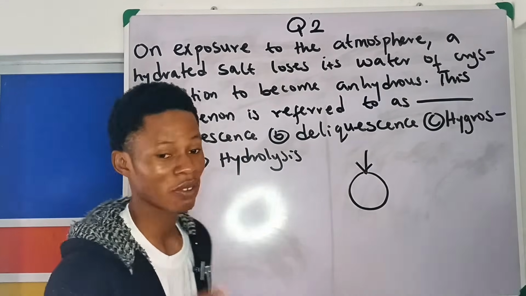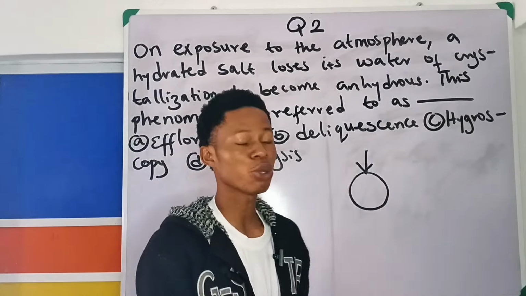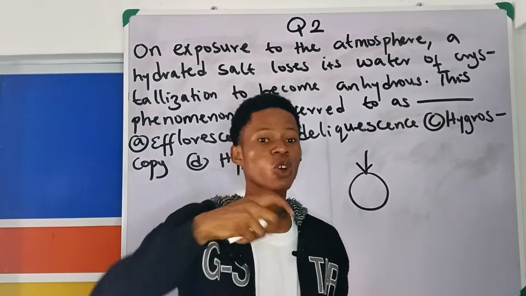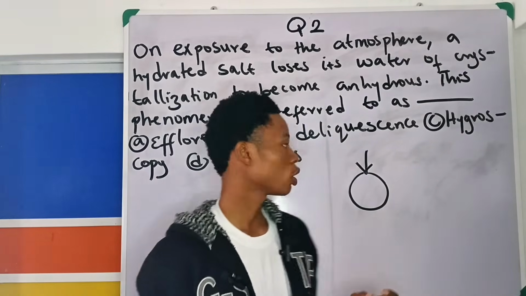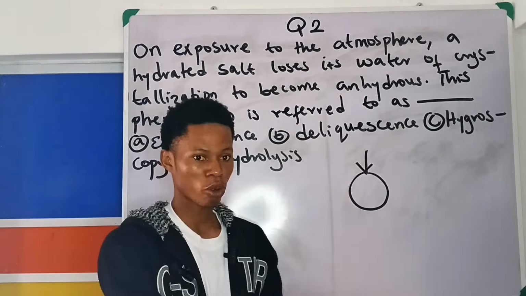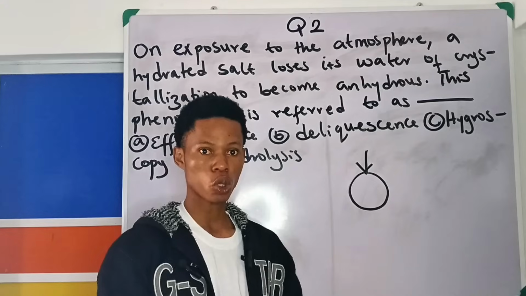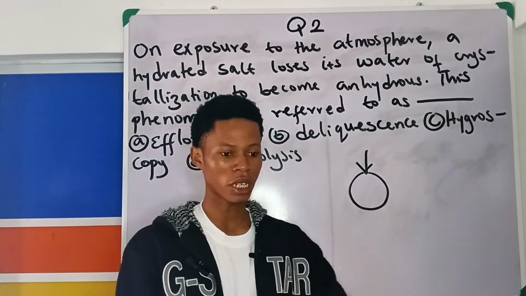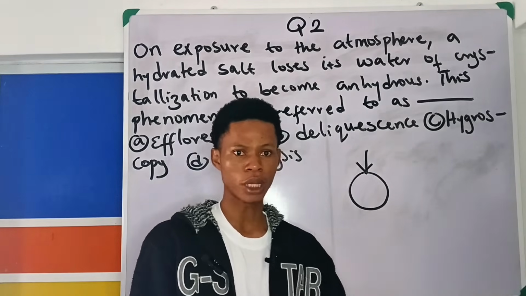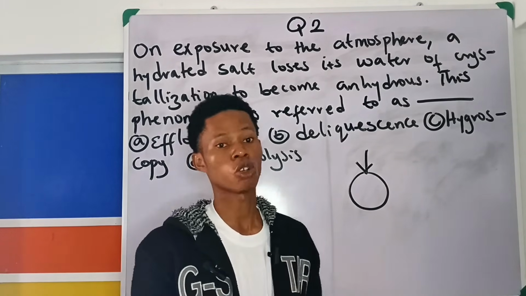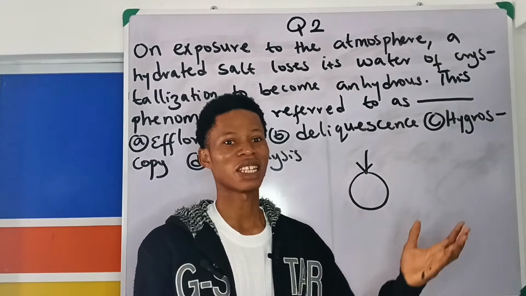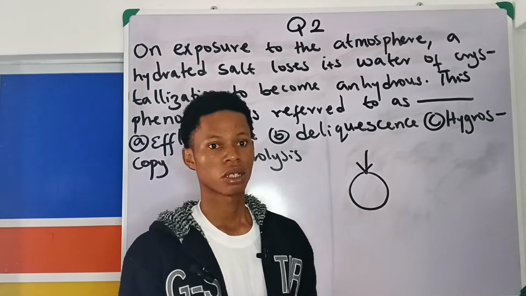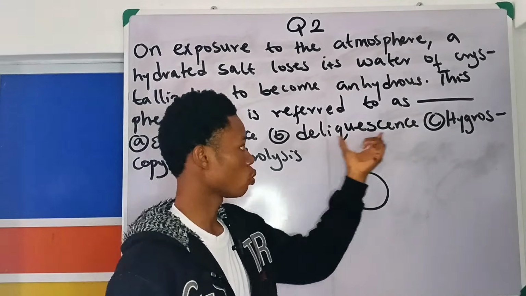Hygroscopy and deliquescence are very similar, so take note now. Hygroscopic substances also absorb moisture from the atmosphere, but they don't form a solution with it. They don't dissolve in the moisture. Take note, deliquescent substances absorb moisture and dissolve in it, that is, they form a solution. Hygroscopic substances still absorb moisture, but they don't dissolve in it, meaning that the water will be in one place and the substance will still be in another place. Concentrated sulfuric acid does this. So that's the difference between deliquescence and hygroscopy.